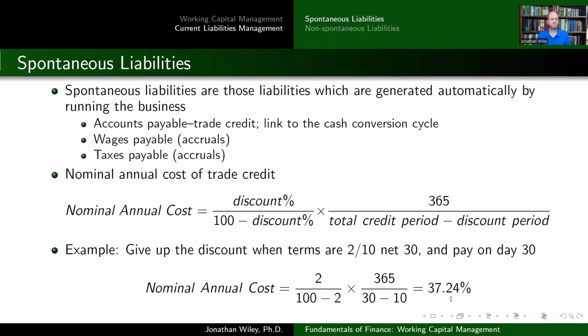within that period. All right, hopefully this little discussion about spontaneous liabilities has been helpful.